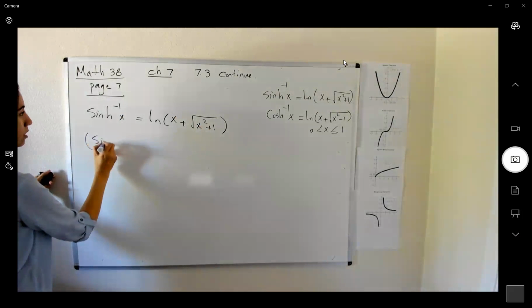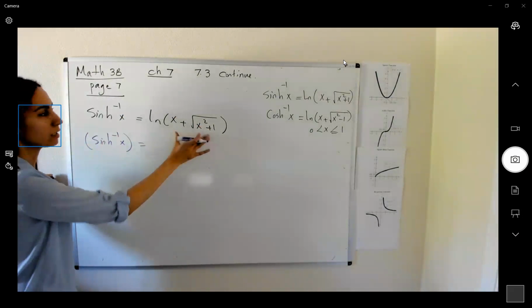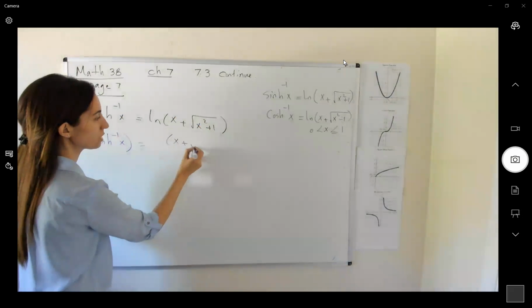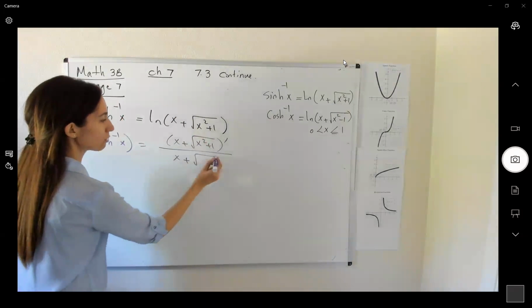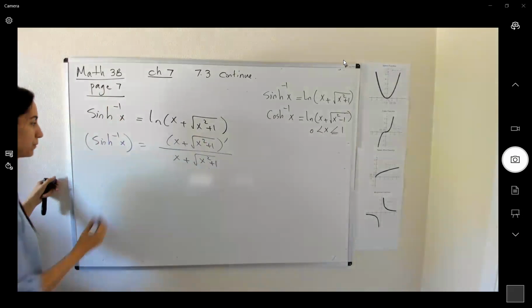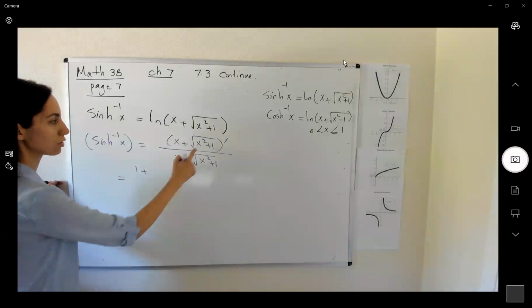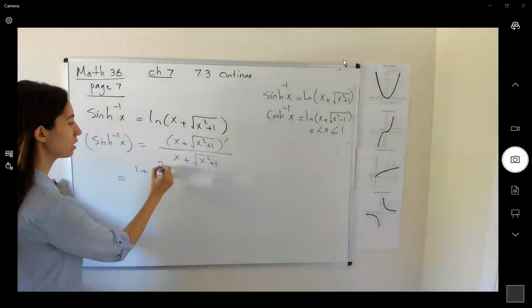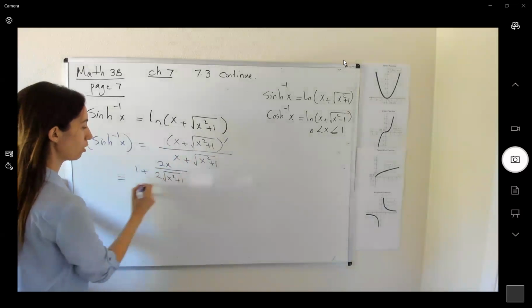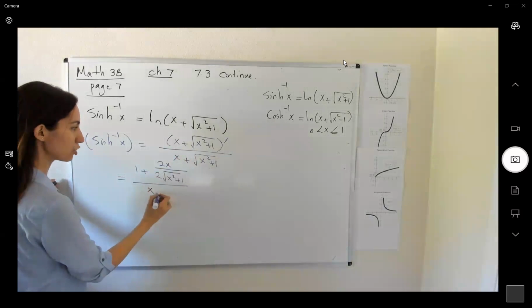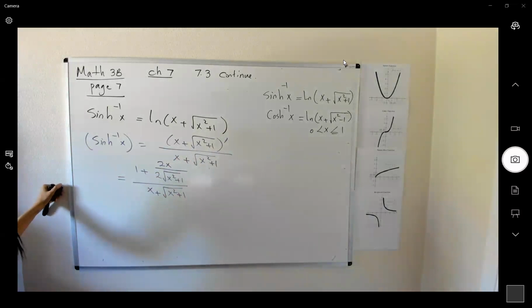The derivative of inverse hyperbolic sine is equal to the derivative of ln. It means that you have to take the derivative of x plus square root of x squared plus 1 and divide it by x plus square root of x squared plus 1. The derivative of x is 1, the derivative of square root of x squared plus 1 is 2x divided by 2 times square root of x squared plus 1. The whole thing is divided by the denominator, which is x plus square root of x squared plus 1. The rest is just algebra.